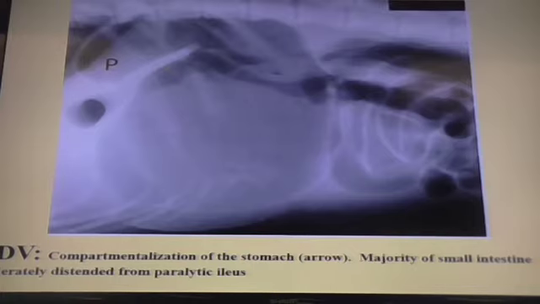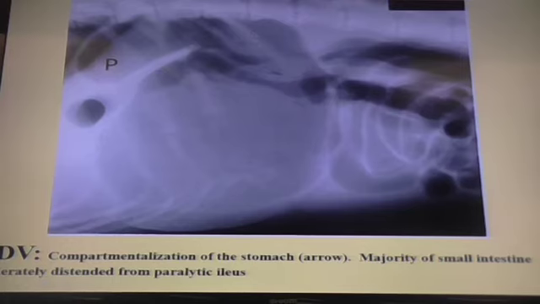But look at this image. The largest part of the stomach is what? The fundus. The largest part of the stomach is the fundus. So on this image, where's the largest part? Ventrally. So should the fundus be located there? No. So that's the GDV, just that radiographic finding. And then the pyloric antrum has moved craniodorsal, and then this ridge is the compartmentalization.